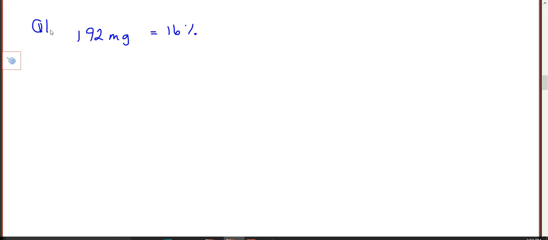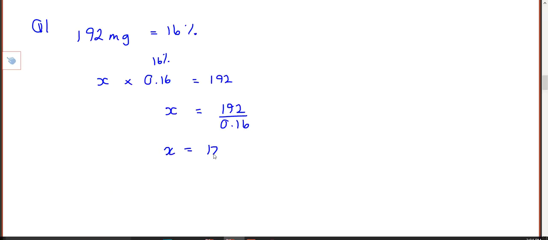So that is 16% of the amount that they should eat each day. So that's the thing, 192 is 16%. Okay? So you need to figure out the 100%. Alright? So I would say something multiplied by 0.16, because that's 16%, equals 192. Because that's how you find 16% of something. So then I rearrange, and the amount equals 192 divided by 0.16, and you get the answer 1200.